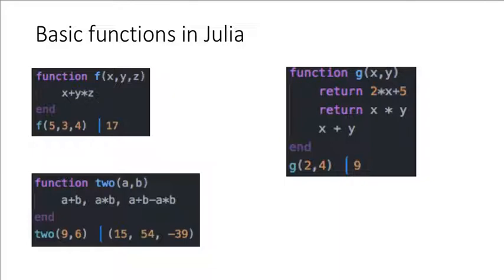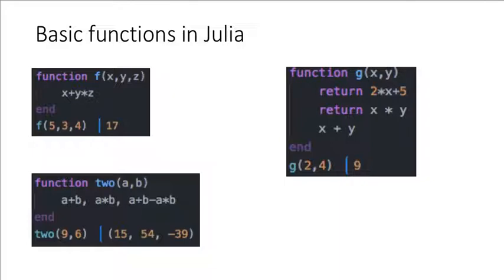The bottom left one, I named this function 2, it takes 2 inputs, and with this function we have different types of math separated by commas. So in Julia you can do this to get more than one output. I did a plus b, a times b, a plus b minus a times b, which gives me 3 outputs, where I gave a is 9, b is 6.